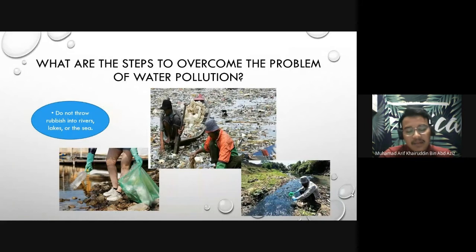The second point, hold a campaign among the community to love our main resource, which is water. And the third point is to install garbage traps in the drain to prevent the garbage from flowing into the river. That's all the sharing from me for information related to water pollution.